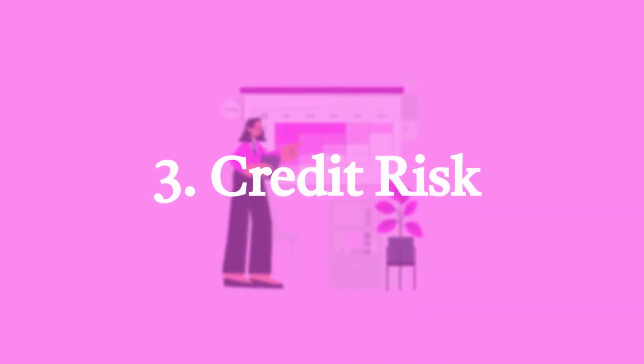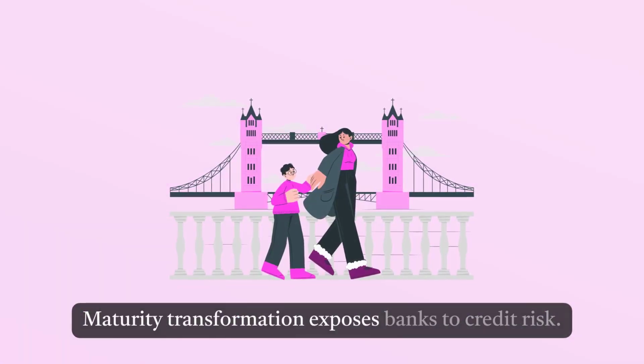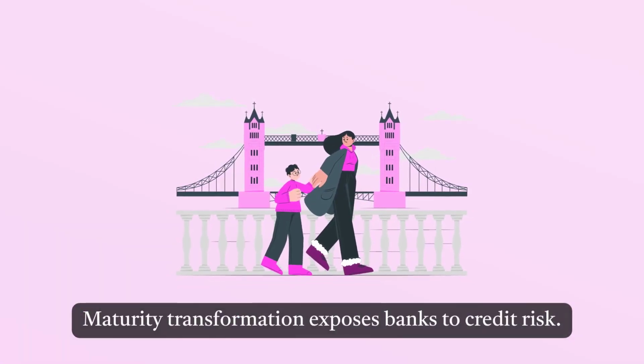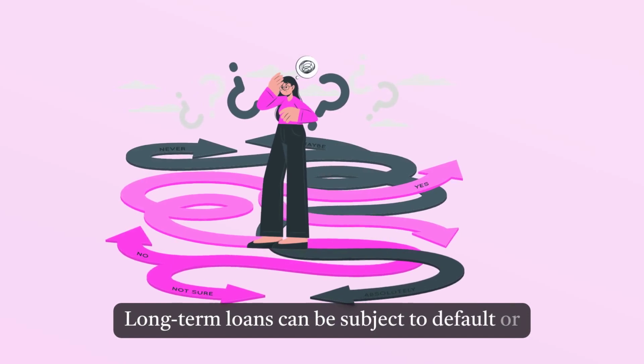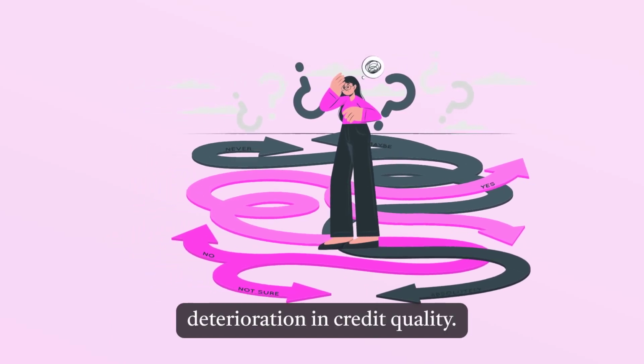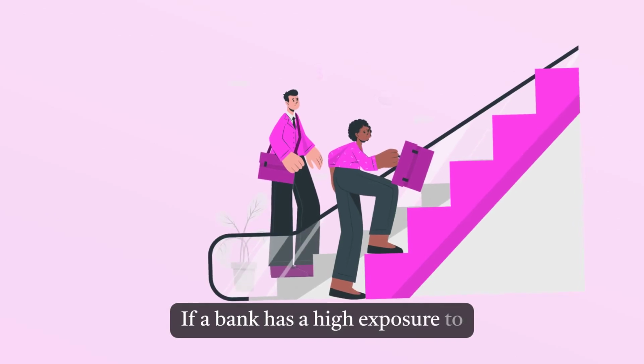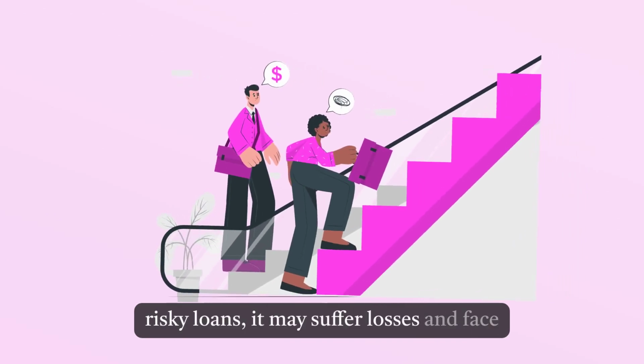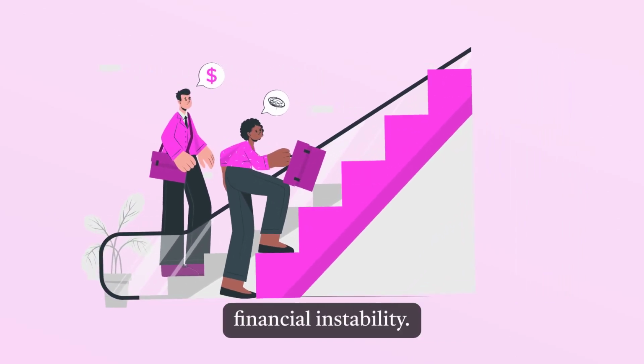3. Credit risk. Maturity transformation exposes banks to credit risk. Long-term loans can be subject to default or deterioration in credit quality. If a bank has a high exposure to risky loans, it may suffer losses and face financial instability.